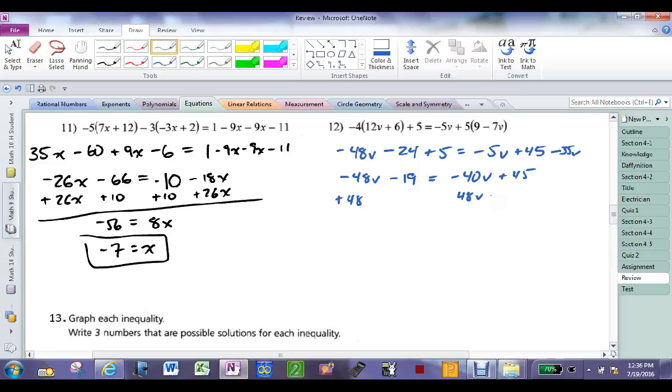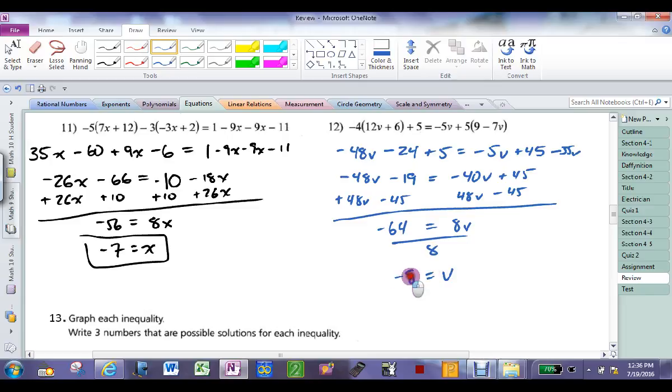Where did I do 48 minus 19? That disappears those. So that means letters are gone on the left, so that means numbers are gone on the right. That and that. Negative 40 plus 48 is 8v. 19 and 45 is negative 64. Divide by 8. V equals negative 8.